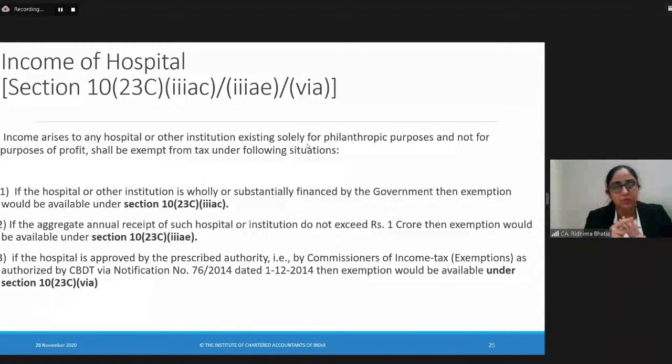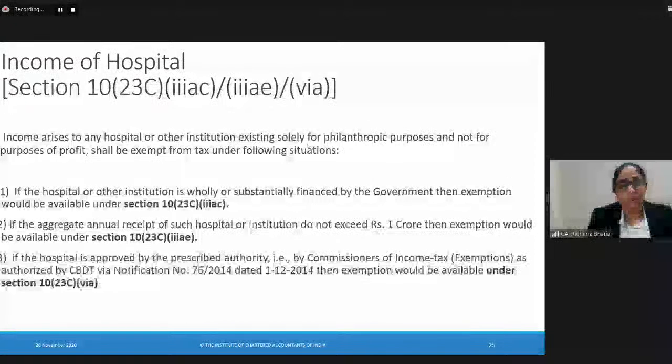You are in hospital having wholly philanthropic purpose, and by Commissioner of Income Tax exemption, you have been approved, so your income would be exempt under respectively clause 3AC, 3AE, and 6A. Subclause 3AC, 3AE, and 6A. Clear? Then 10 clause 23C में again there is clause 4 and clause 5.